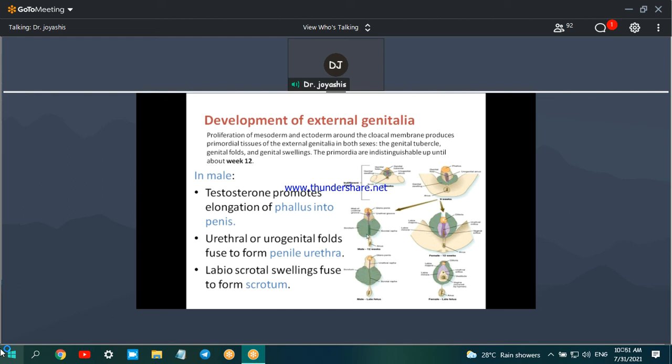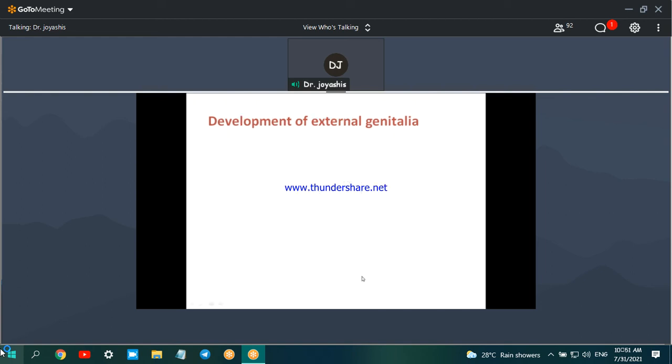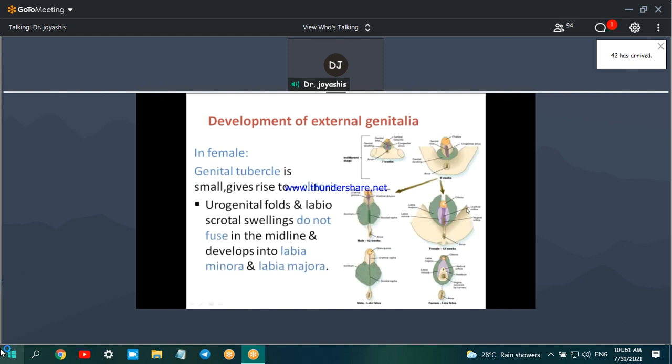male genital tract. So testosterone promotes the elongation of the phallus into the penis. The urethral or urogenital folds fuse to form the penile urethra due to fusion of the urogenital folds, and the labioscrotal swelling fuses to form the scrotum.